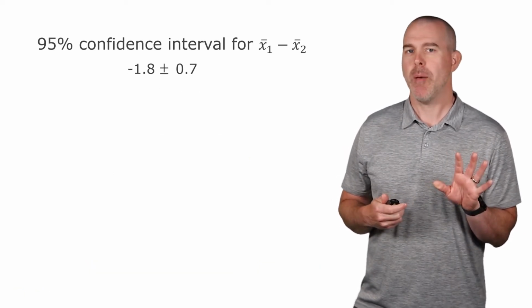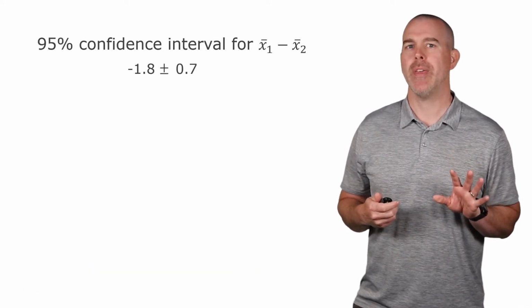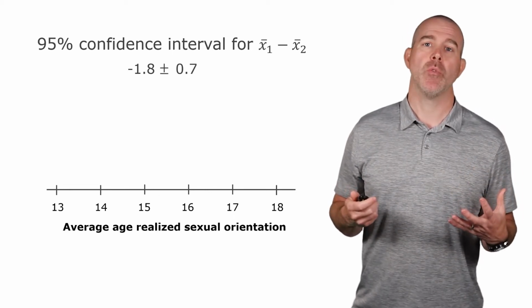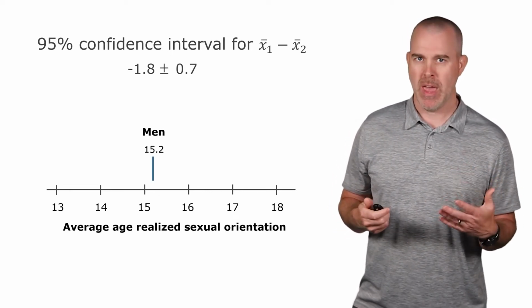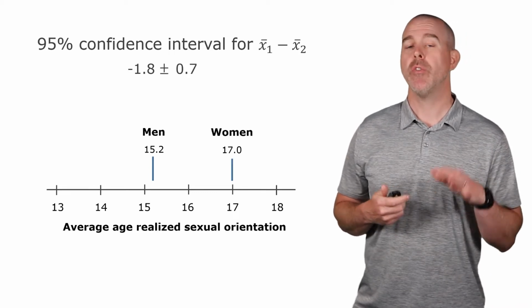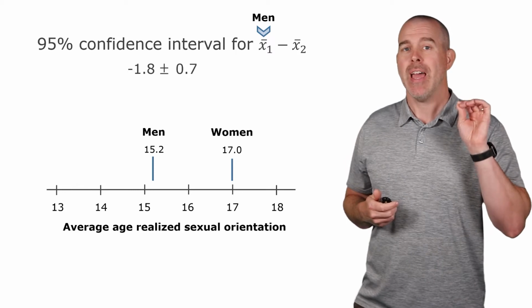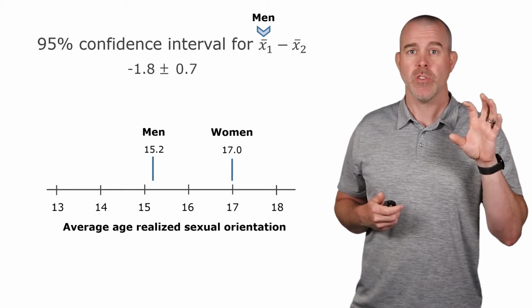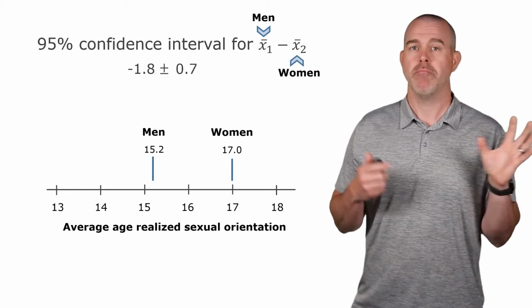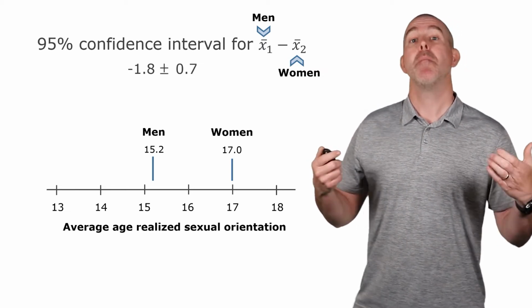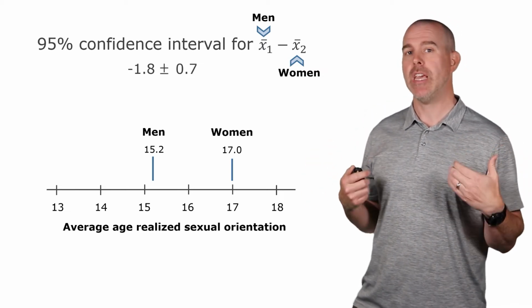Okay, let me try to help you understand with a visual about what this means. So we have this average age that the individual realized their sexual orientation. For men at the sample level, it was 15.2. For women, it was 17. So it's important here that we are defining x bar 1, that first one, to be men. It's not important whether it's men or women first. We can put either one, but it changes our interpretation.